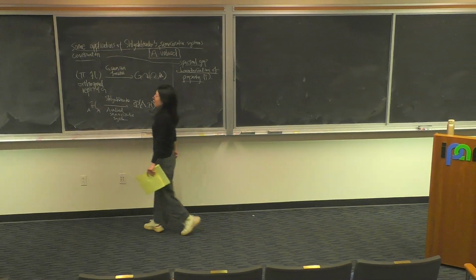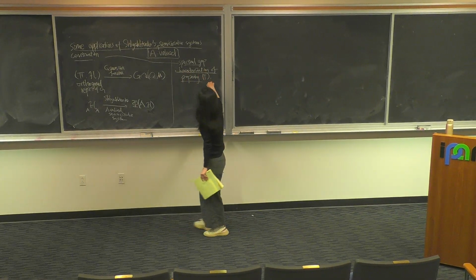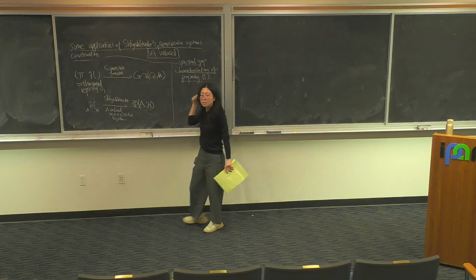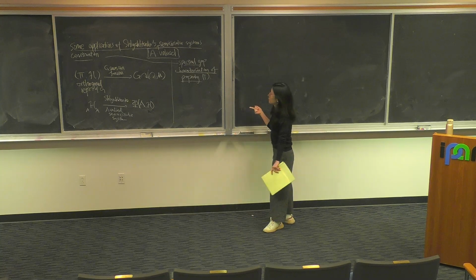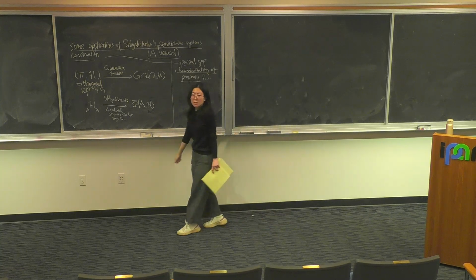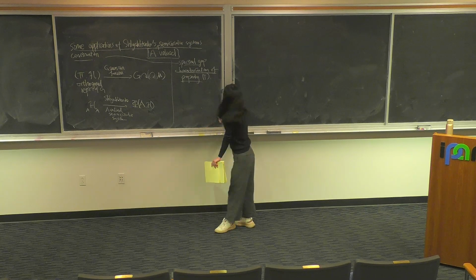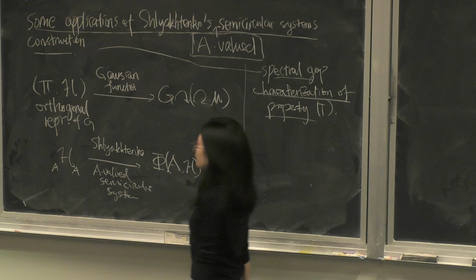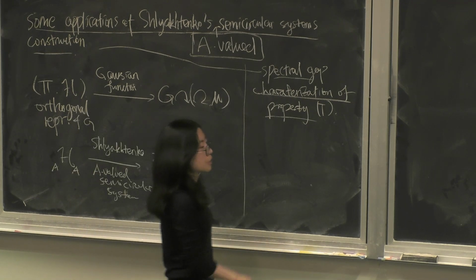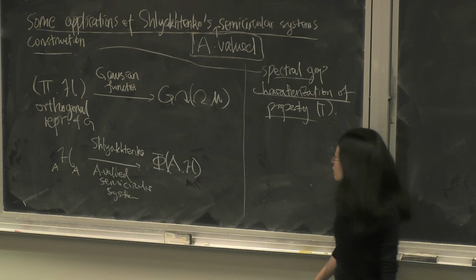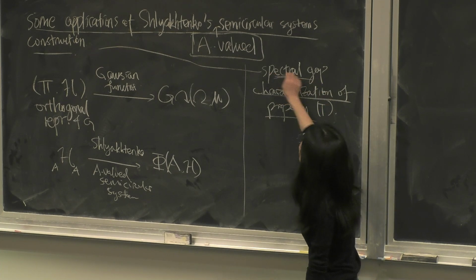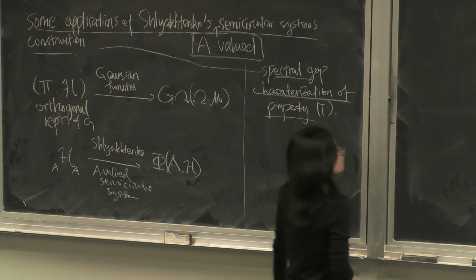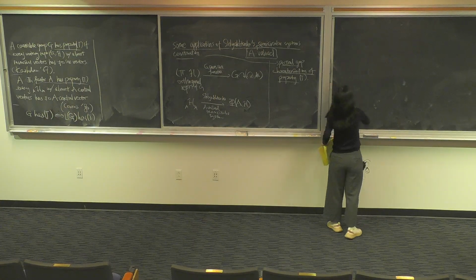So, the spectral gap characterization of property T. Property T is regarded as an important rigidity notion that has become really basic in a lot of subjects. And spectral gap is also a rigidity property weaker than property T. And therefore, we want to ask if this characterizes property T. So on the group side, we have the following.